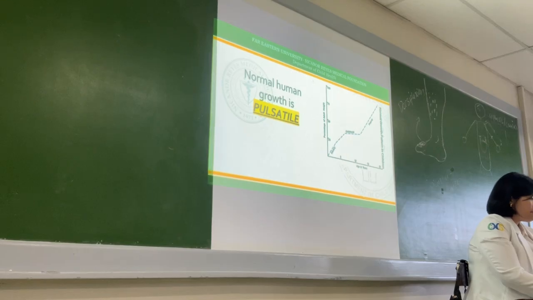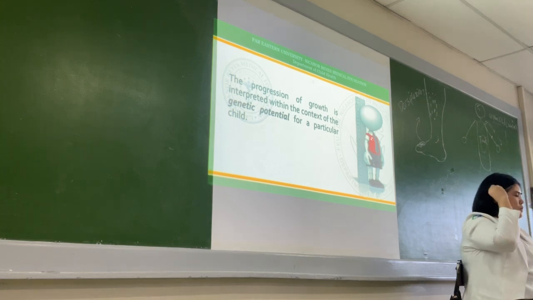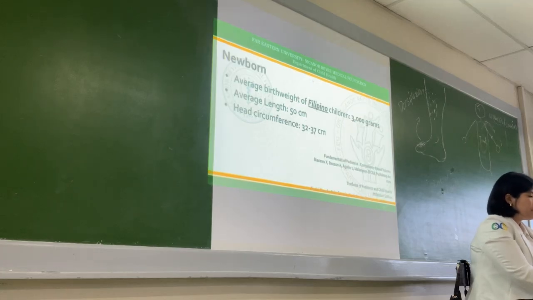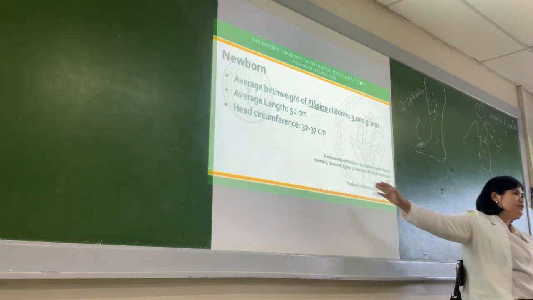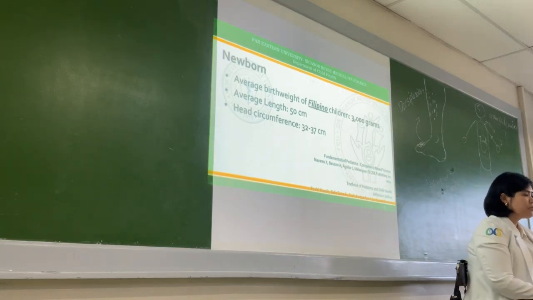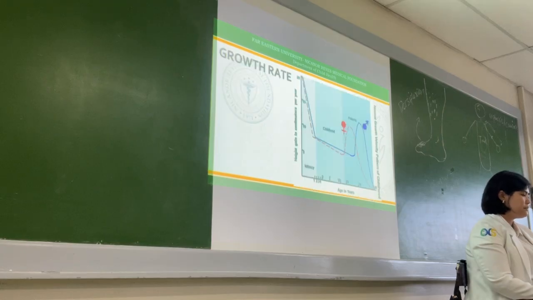The pubertal growth happens earlier in girls than in boys. So the progression of growth is interpreted within the context of the genetic potential for a particular child. For the Filipino newborn, these are the averages, and you need to remember this. Average birth weight is 3,000 grams or 3 kilos. Average length is 50 centimeters. Head circumference is from 32 to 37 centimeters. These are the normal or average values.